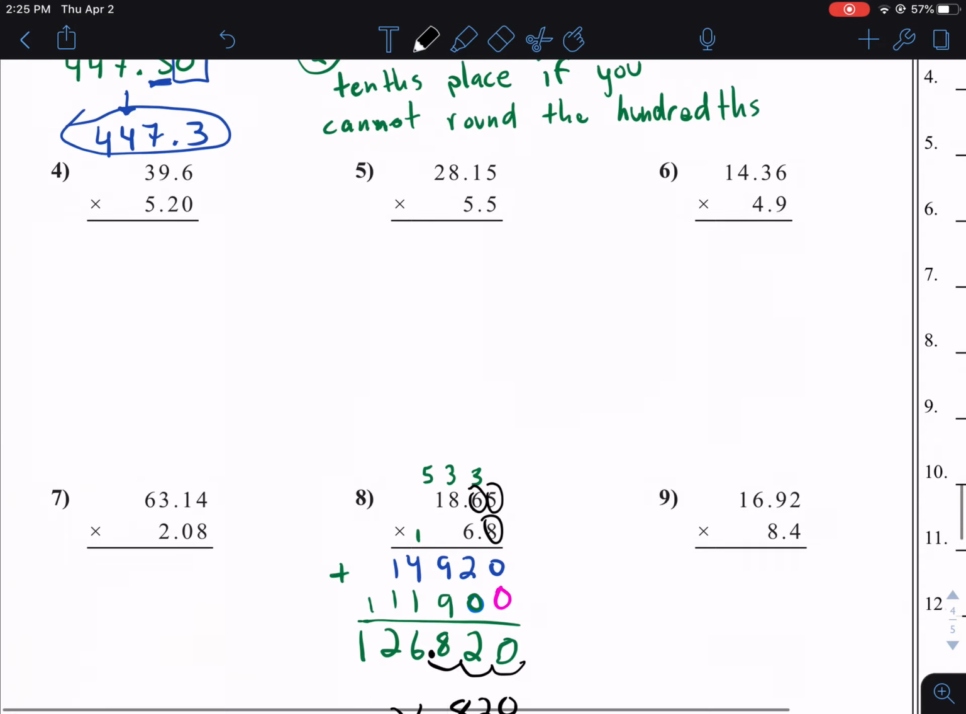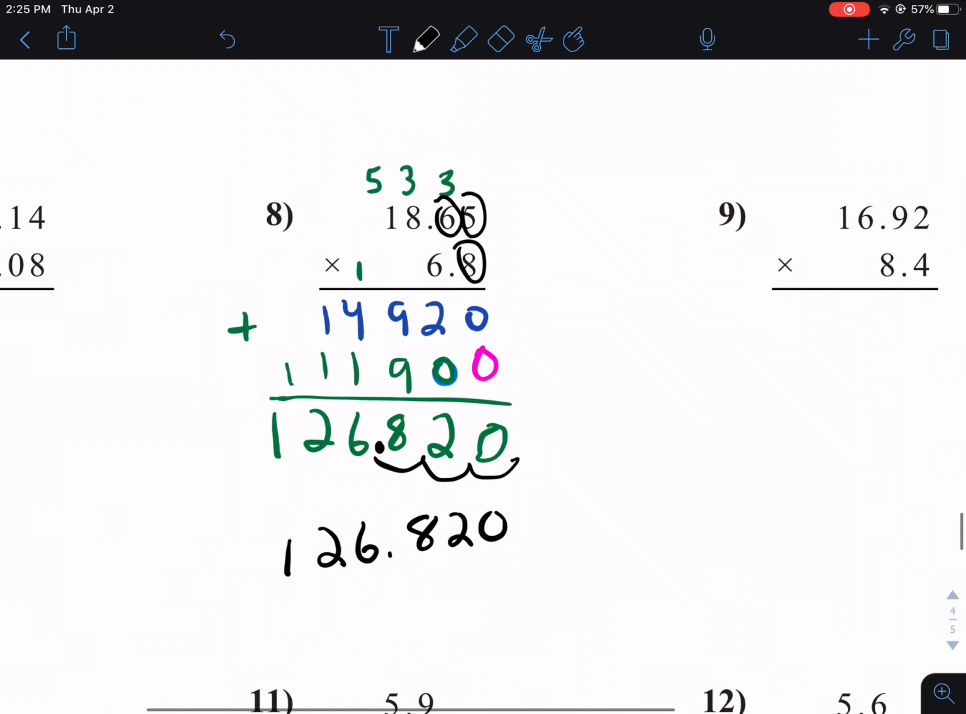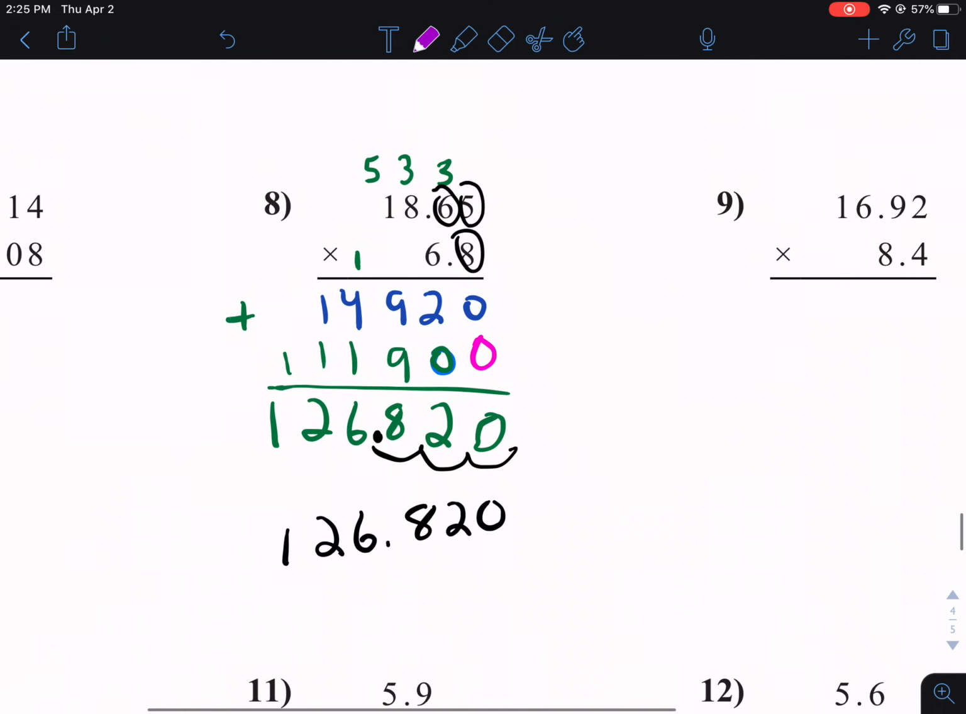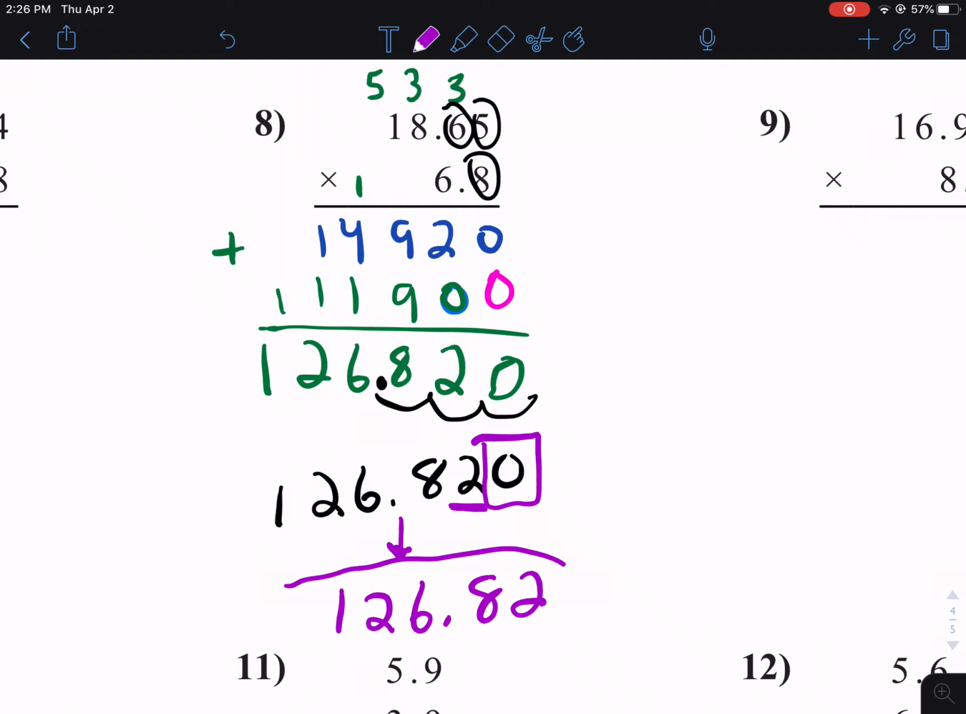So now my rule said round to the nearest hundredths place. That's what I want you to do first. Do I have a hundredths place? Yes. What is that number? 2. Does it have a number to the right? Yes. 0. Is that number bigger than 5 or smaller than 5? It is smaller, so it's going to stay the same. 126.82 is your answer. This is what I want you to do on your homework.